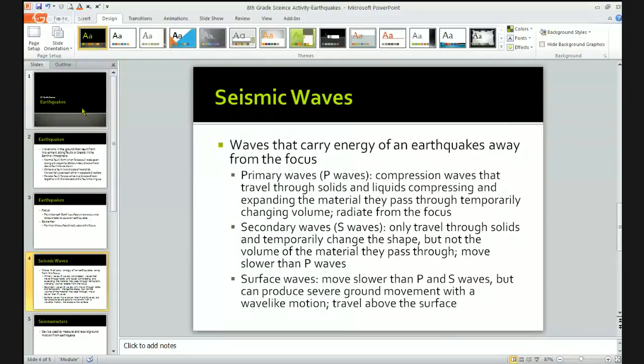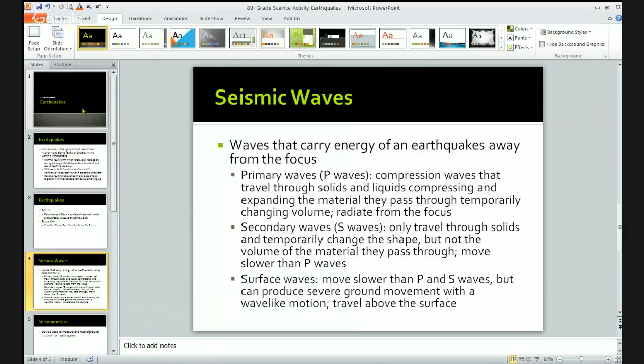So it's like if you stretched a slinky and then you just pushed that slinky, you would get a little ripple. That would be a primary wave. It's the fastest moving wave. It comes directly out from the focus. They can go through solids and liquids, so they can go through the liquid mantle, they can go through water, any one of those, solids or liquids.